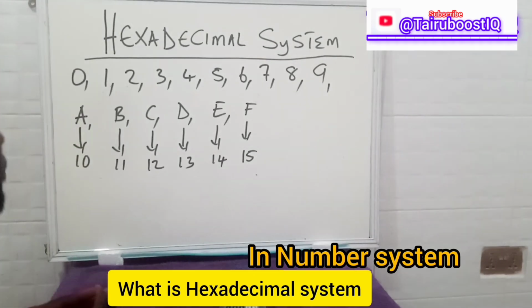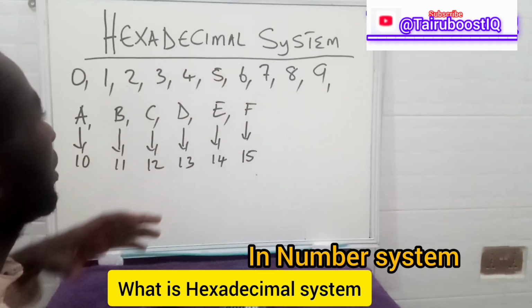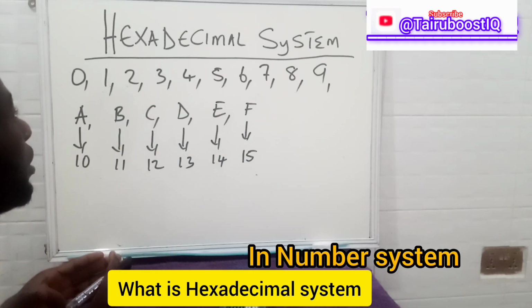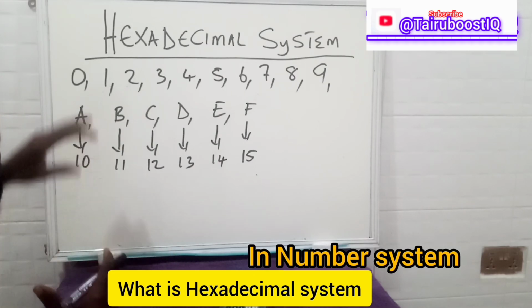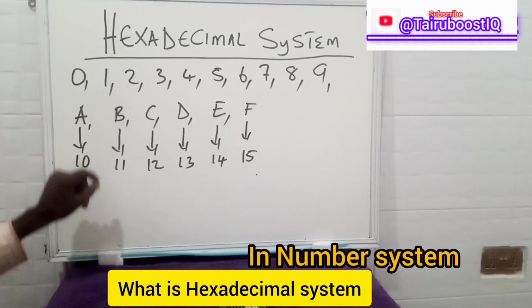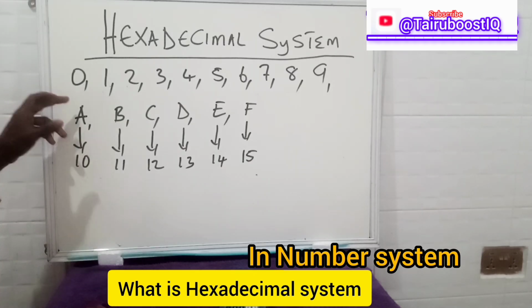Today's video, we are going to look at the concept of the hexadecimal system. What is a hexadecimal system? Hexadecimal system is a system of number base which comprises both numbers and letters. And the base of the hexadecimal system is always 16.